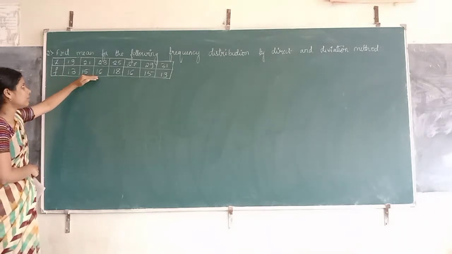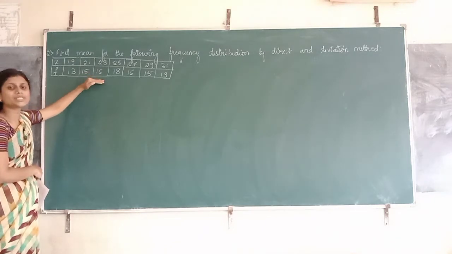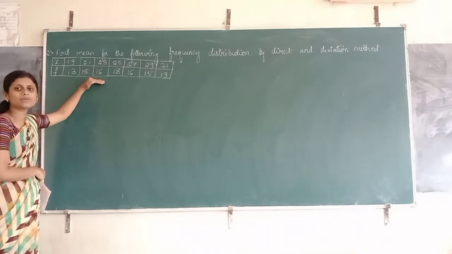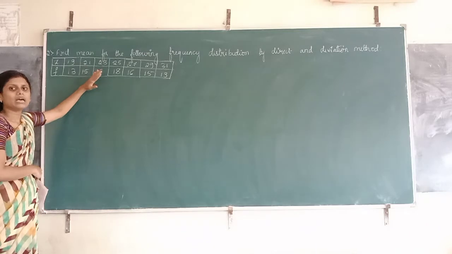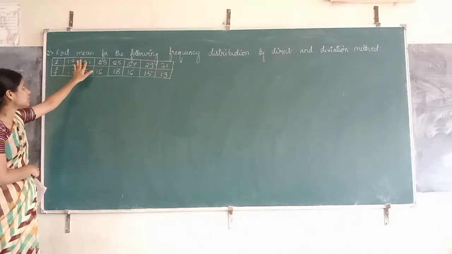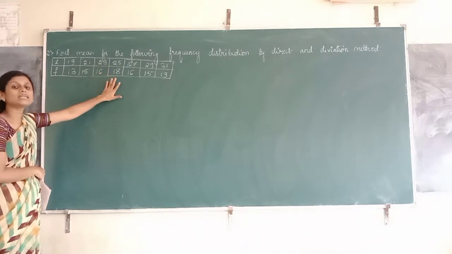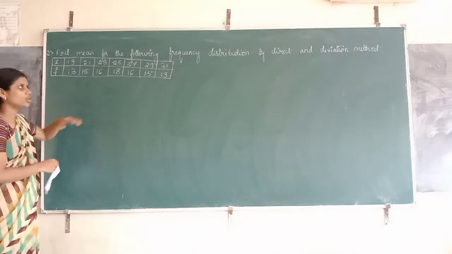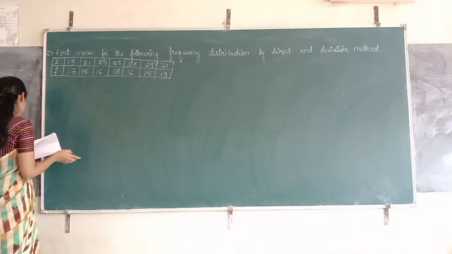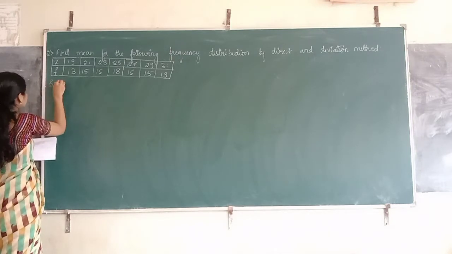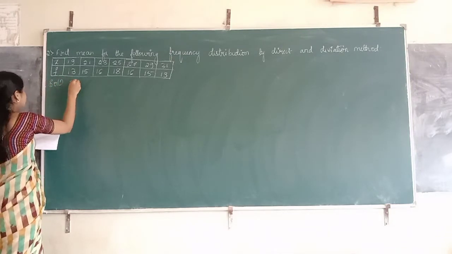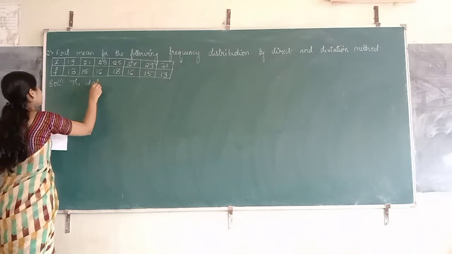So now tell me whether this is discrete frequency distribution or continuous frequency distribution. As I have told you here, classes are not given, individual values are given. So it is discrete frequency distribution. So in the solution, we are going to write it as the data is discrete.